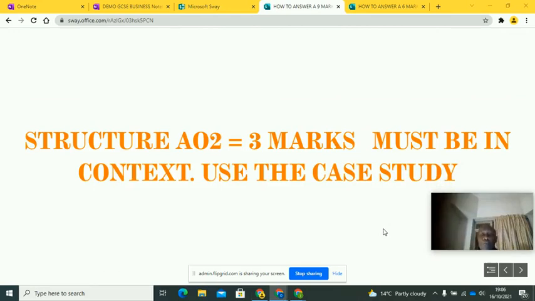So the structure AO2, remember, has to be in context. Always refer to the case study. Guys, I cannot emphasize this more than what I've done. You've got to use the case study. It's so important. Use the case study, always be in context.